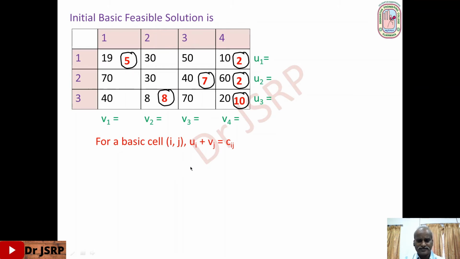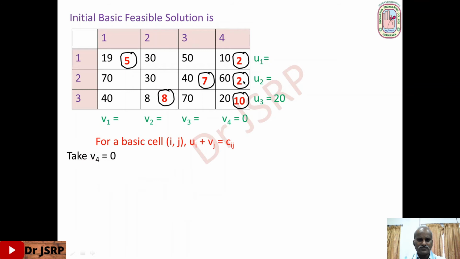So arbitrarily we can take one unknown as an arbitrary constant. Observe the table, identify the row or column with more basic cells. The fourth column has more basic cells, so arbitrarily I take V4 equal 0. Okay. So by using this, we calculate the other values. So consider this basic cell, that is the 3, 4 cell. For the 3, 4 cell, what is the relation? U3 plus V4 equals cost 20. Substitute V4 equals 0. So U3 equals 20.